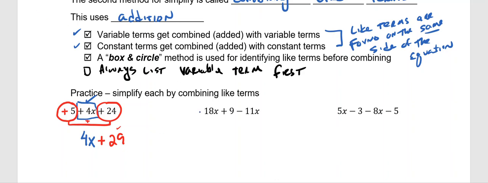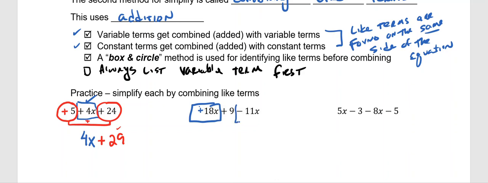So let's do the next one. Here I have 18x plus 9x minus 11x. Just like we did with the 5 out front, if I don't want to be confused about what sign it is, I know it's positive, so I add that invisible plus sign. So positive 18x.